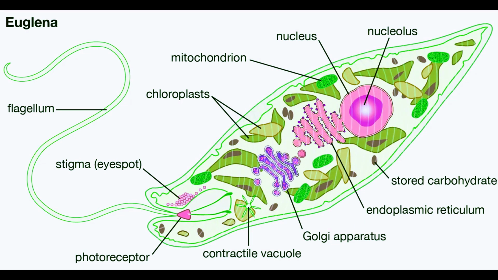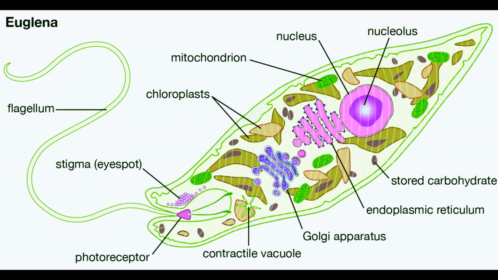Euglena diagram explanation. Let's take a closer look at the diagram of Euglena, one of the most fascinating unicellular protists. At first glance, you can see its elongated, spindle-shaped body, which helps it move smoothly in water. Starting from the front, there's a long flagellum, a whip-like structure that Euglena uses to swim. It beats rhythmically to propel the organism forward.